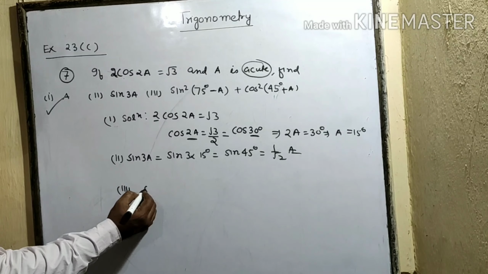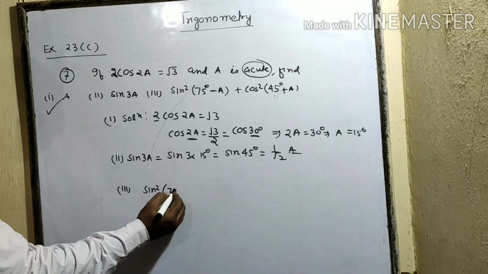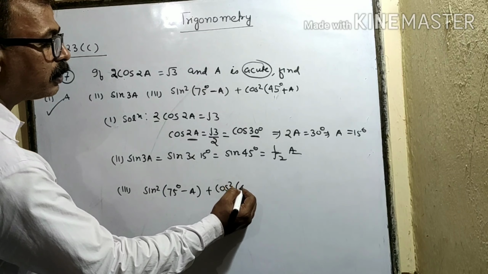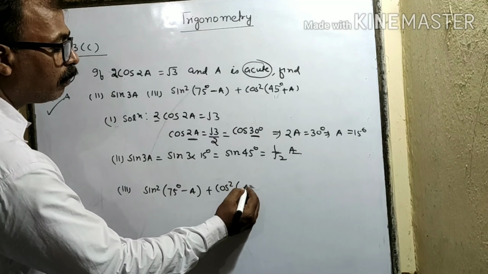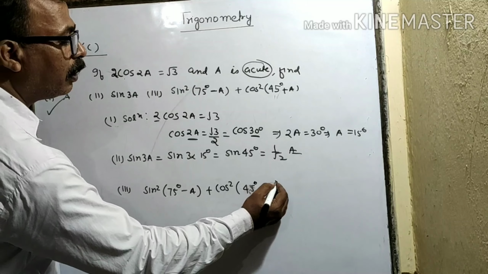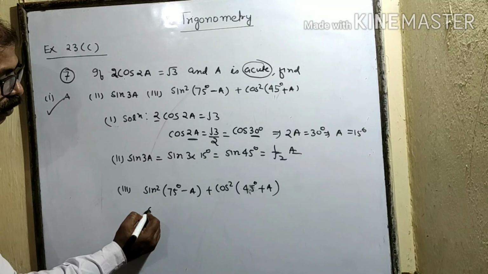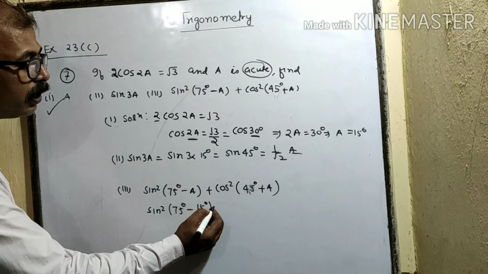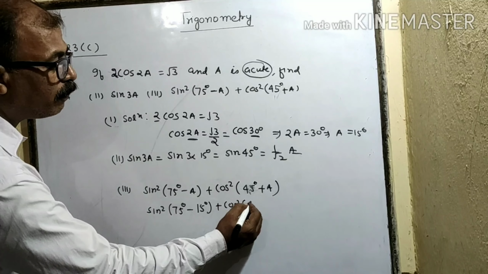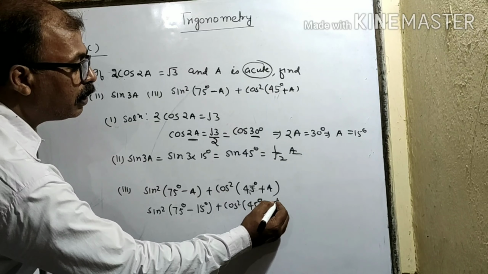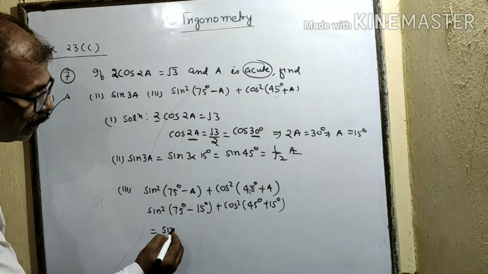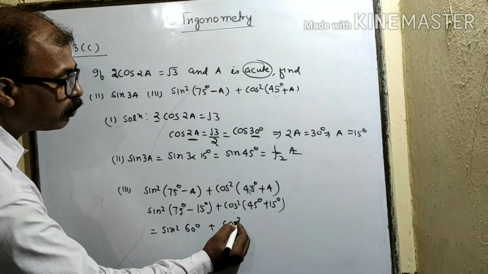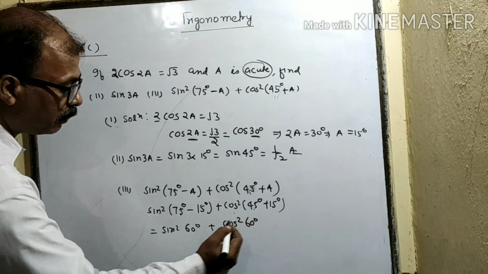Third part is sin square (75 degree minus A) plus cos square (45 degree plus A). We'll put the value of A. It is sin square (75 degree minus A), as you know A is 15 degree, and cos square (45 degree plus 15 degree). It is sin square of 75 minus 15, which is 60 degree. It is cos square of 45 plus 15, which is 60 degree.